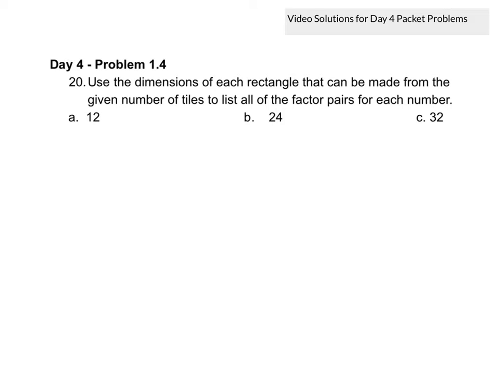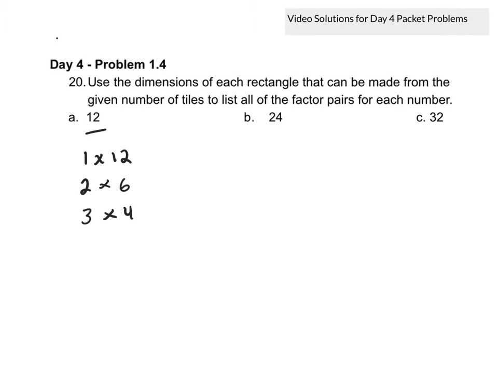Number 20: use the dimensions of each rectangle that can be made from the given number of tiles to list all the factor pairs of each number. Okay, so they're really saying list the factor pairs of each number. We can do that. So you should have written, let's see, 12. I like to always start out saying 1 by 12, and then 2 times, well, 12 divided by 2 is 6, and then 3 times 4.